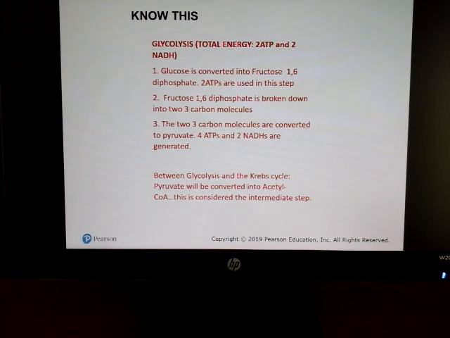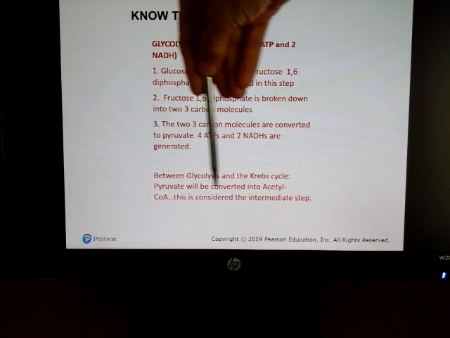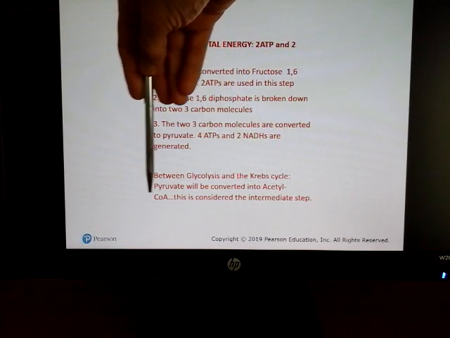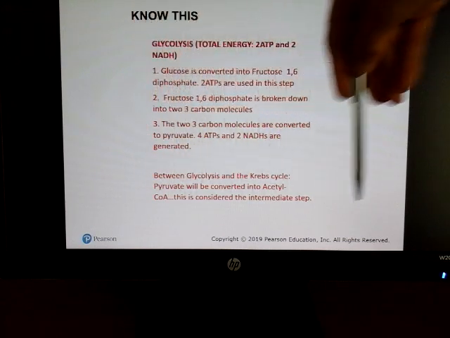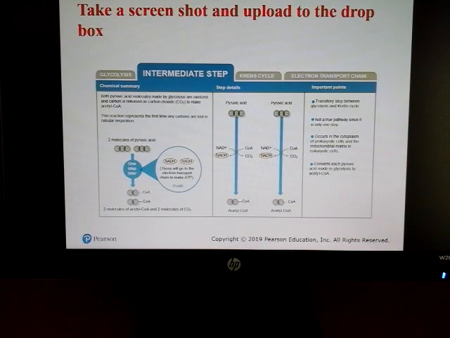Now, an important fact is that between glycolysis and the Krebs cycle, we need to convert pyruvate into acetyl-CoA. So please know that pyruvate will be converted to acetyl-CoA, and this is considered the intermediate step between glycolysis and the Krebs cycle. So please take a screenshot of this and upload it to your Dropbox.